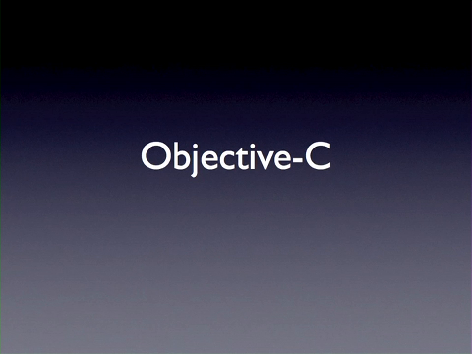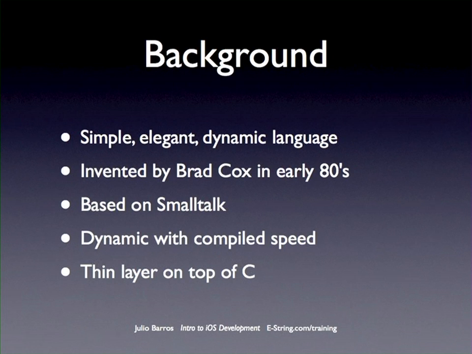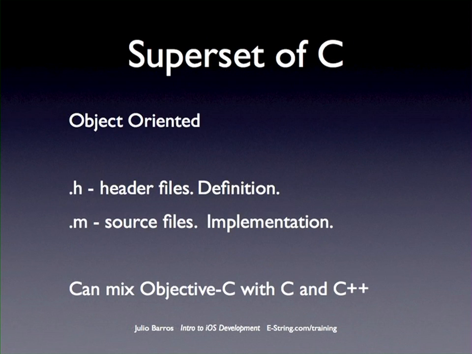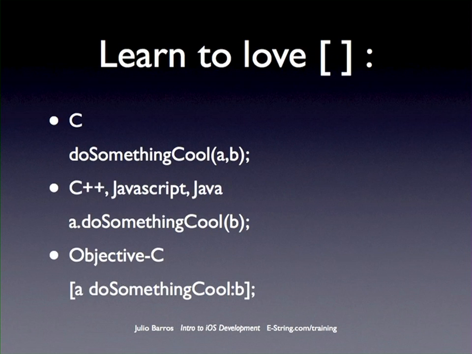Objective-C itself is a simple, elegant language that is really just a thin layer on top of C. It's compiled and fast, which makes it perfect for low-powered devices. And it's dynamic, which makes it flexible and powerful for programmers. It's a superset of C, so you can mix in C and C++ and reuse any code that you have in iOS projects.